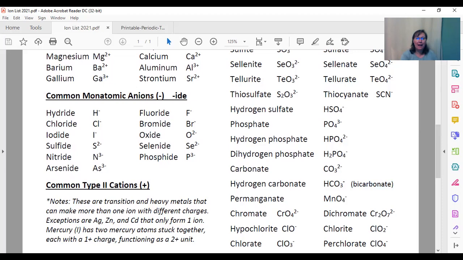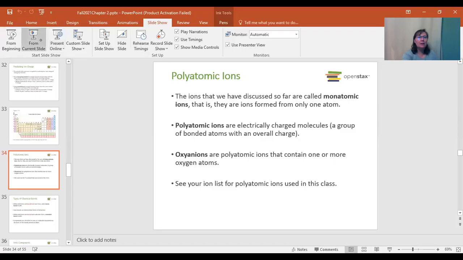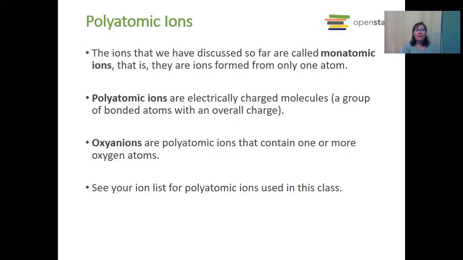Okay, so let's come back to our periodic table and start our slideshow again. Here we have the ions that we've discussed so far, called monatomics. I showed you the polyatomic ions. They're electrically charged molecules, a group of bonded atoms with an overall charge. And then oxyanions are polyatomic ions that contain one or more oxygen atoms. So we can see all those.